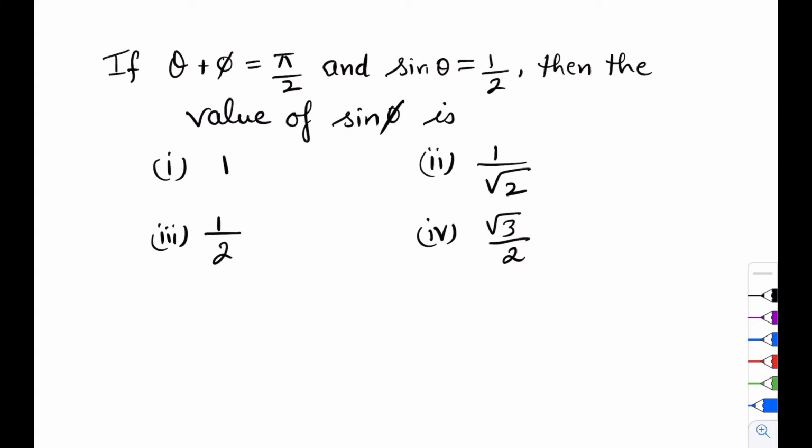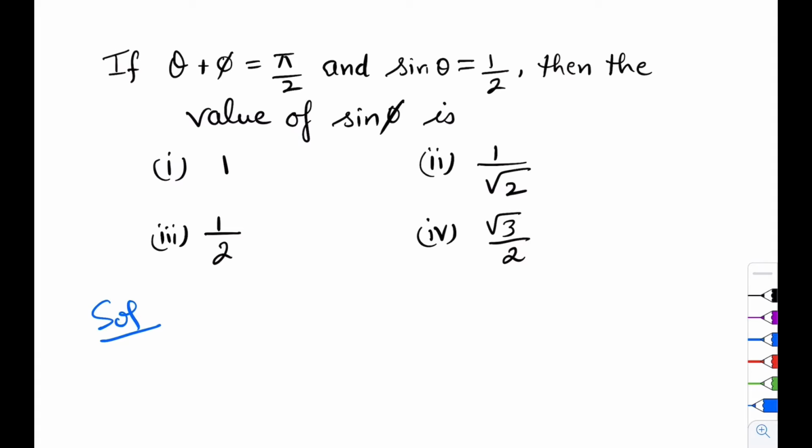If theta plus phi equal to pi by 2 and sine theta equal to 1 by 2, then the value of sine phi is, four options are given: 1, 1 by root 2, 1 by 2 and root 3 by 2.